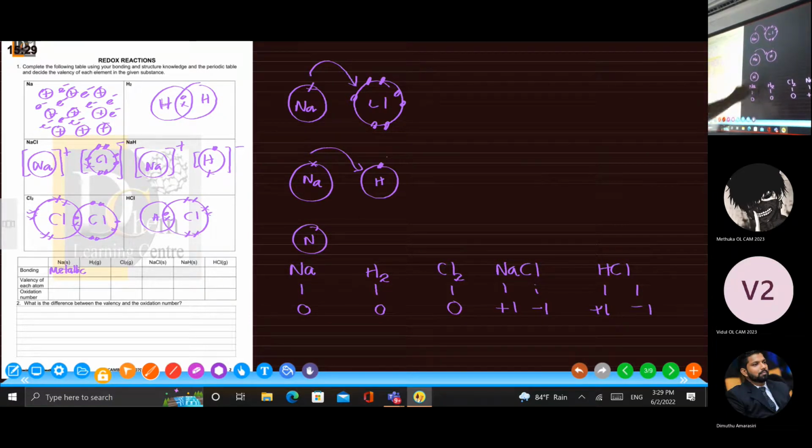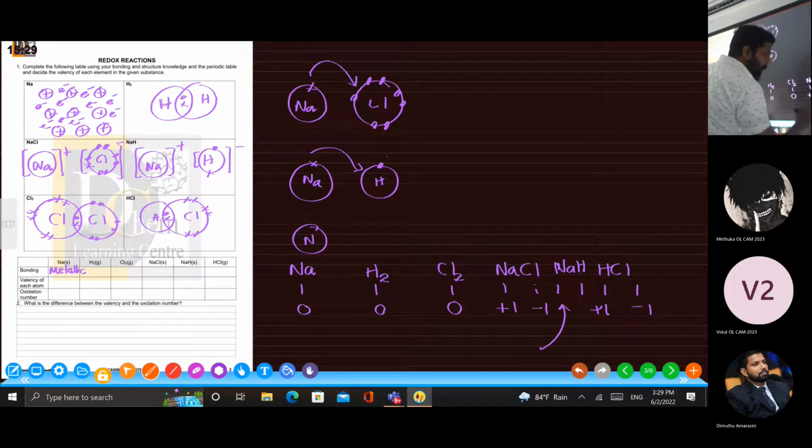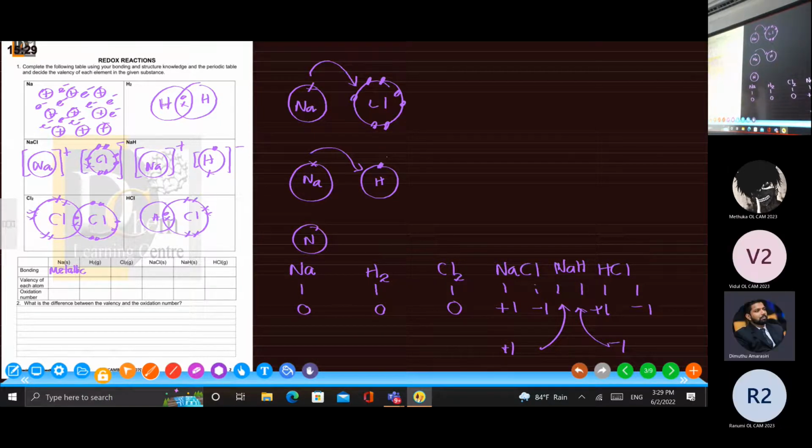Did I miss NaH? It's also 1 and 1. Yes, NaH is also 1 and 1. That's where a very important thing can be seen. Sodium is +1, hydrogen is -1. So you have to understand, the same atom can have different oxidation states in different compounds. It's very relative.